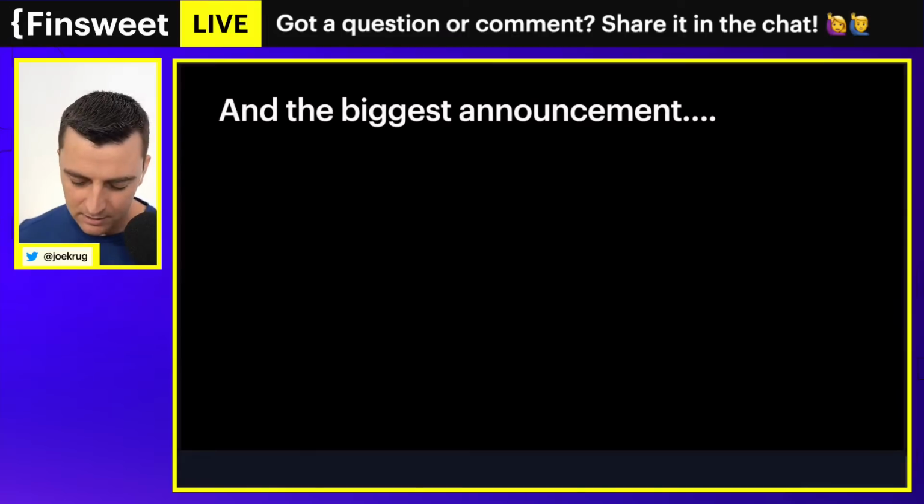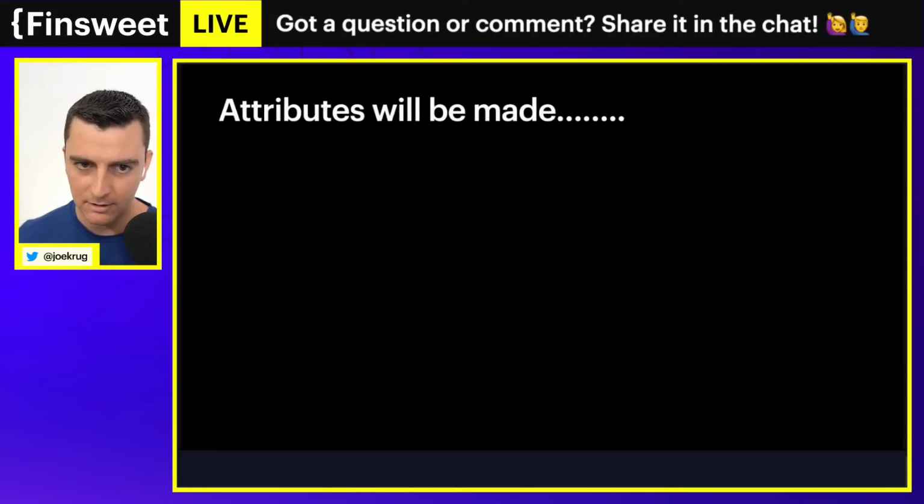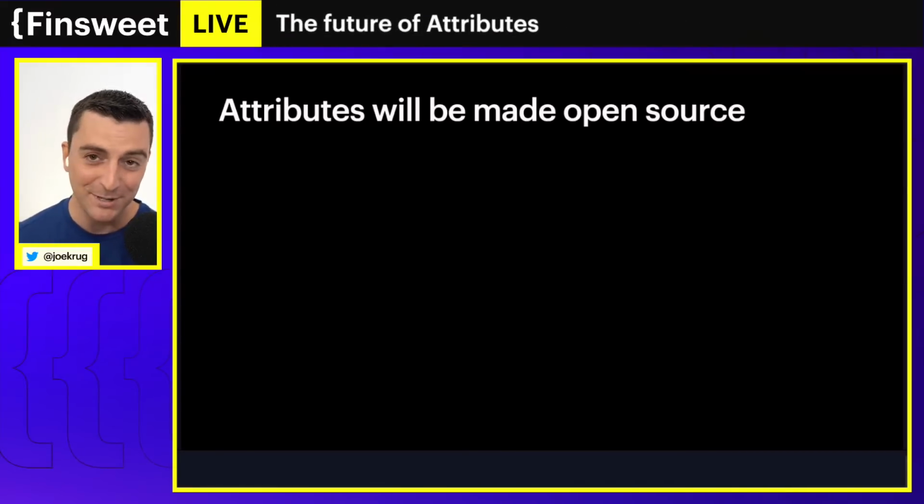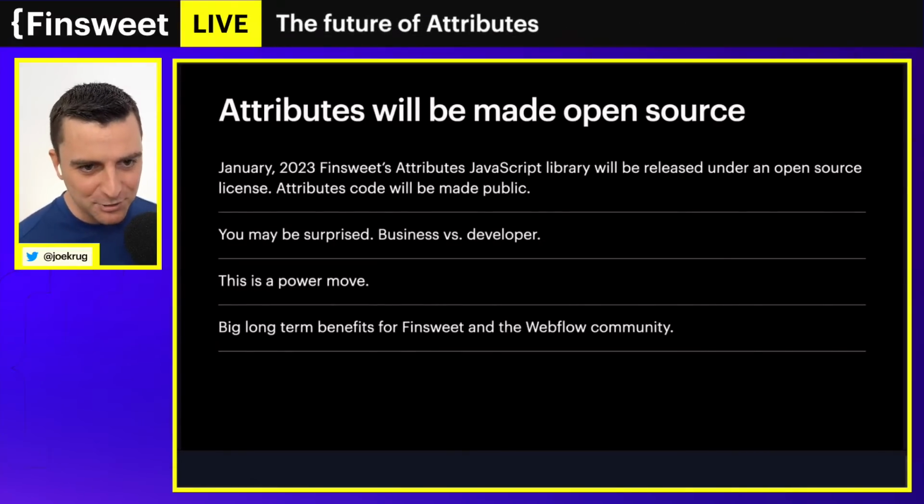And the biggest announcement, attributes will be made open source. This is a big one. January 2023, Finsweet's attributes JavaScript library will be released under an open source license. The attributes code will be made public.